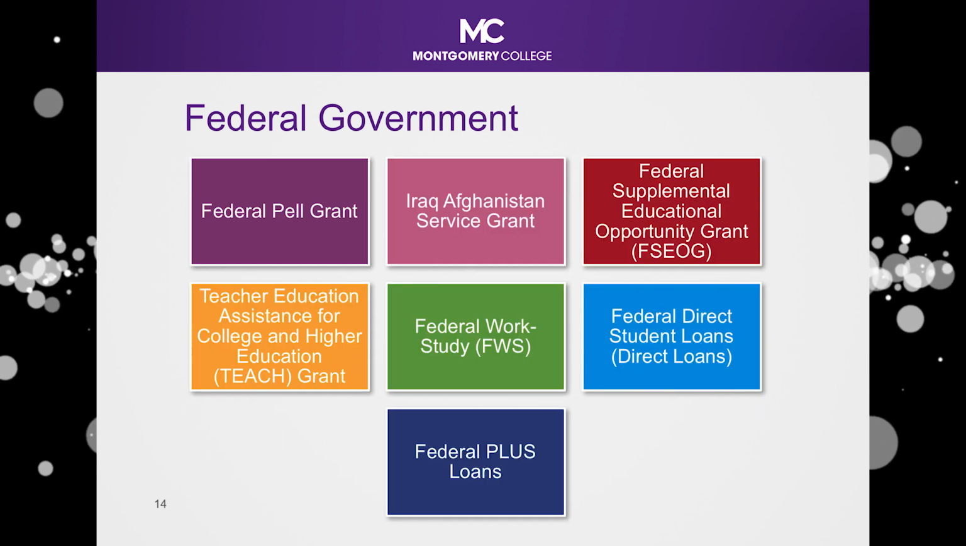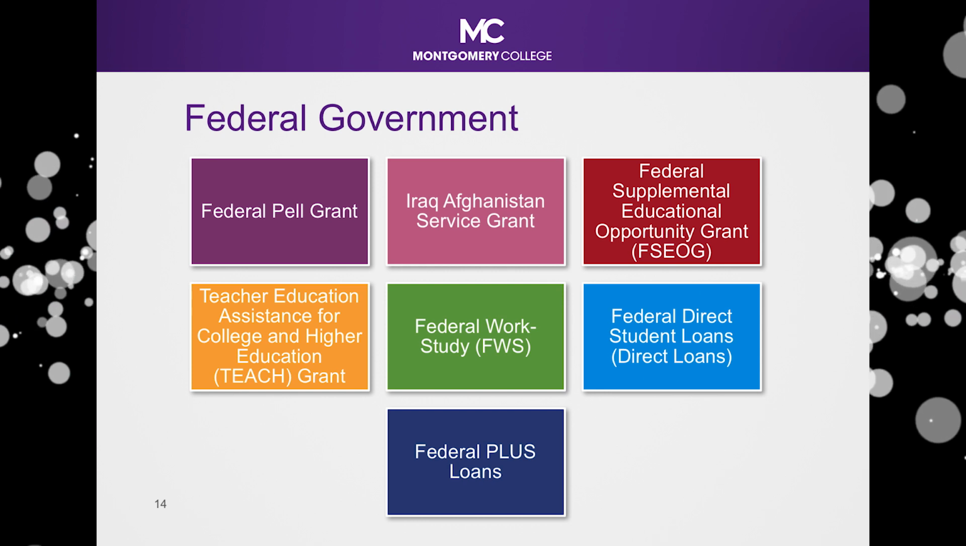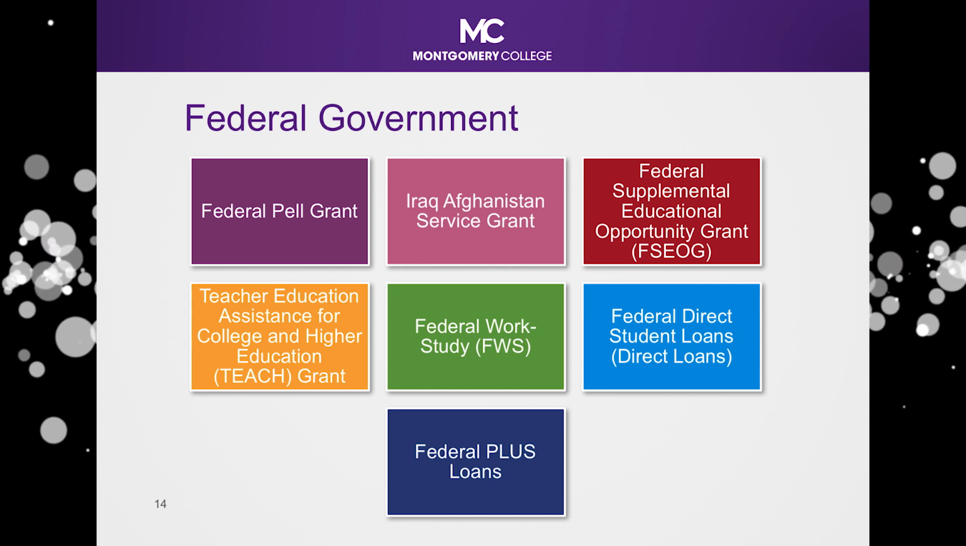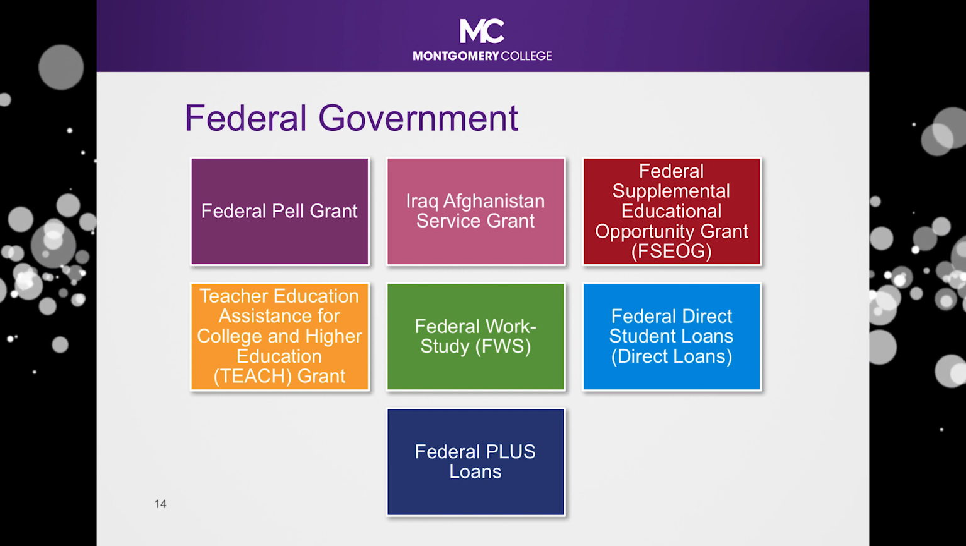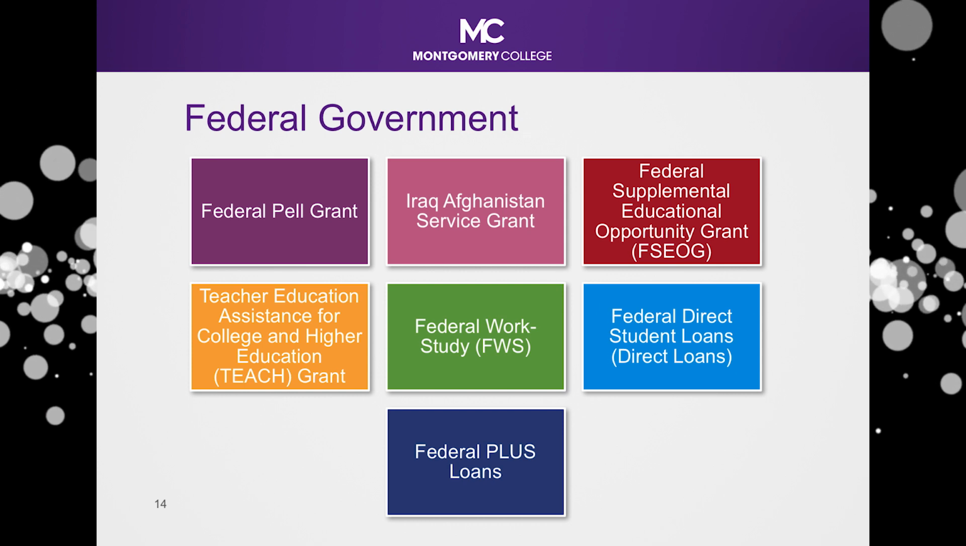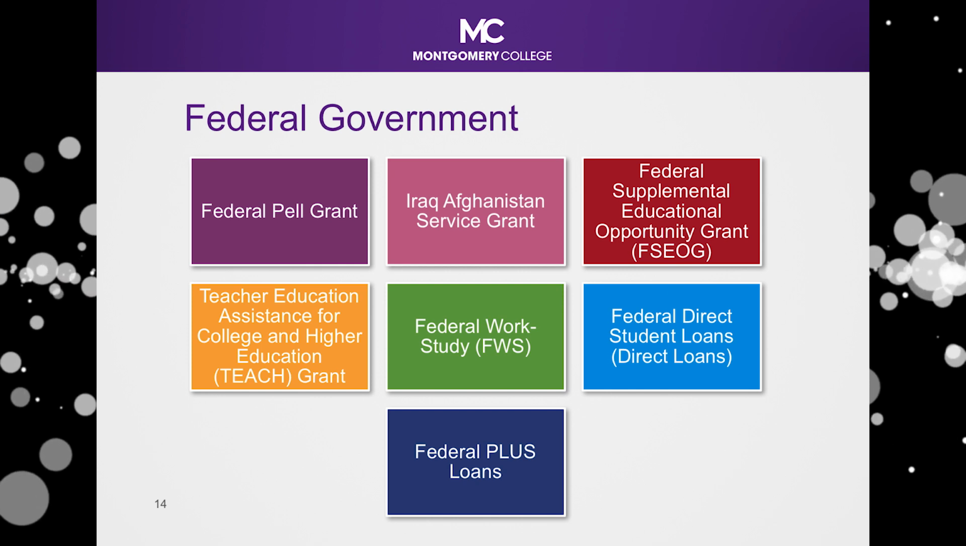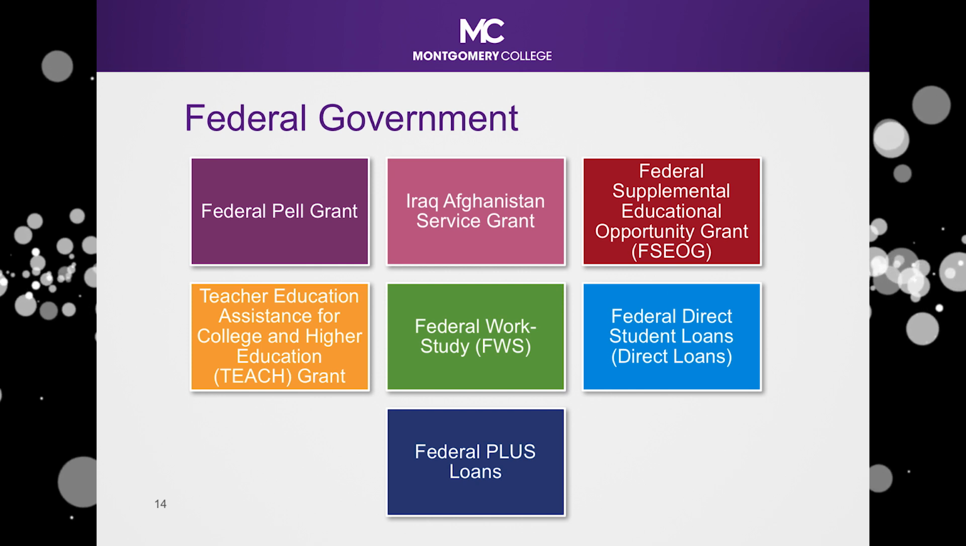These are the various programs that are available through the federal government. They are also listed on the sheet of paper you have, the one that says Financial Aid at a Glance. We'll go through them individually.